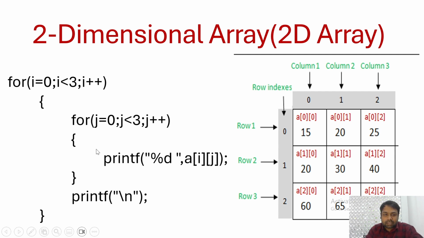After that this inner loop fails, and you are going to the next row. Before going to the next row, I am using backslash n because I want to display the next elements in the next row. Like this i value gets incremented, which means you are coming to row 1. Now the combinations are 1 0, 1 1, 1 2. All these elements will be printed. Next i value becomes 2. Next combinations will be 2 0, 2 1, 2 2.